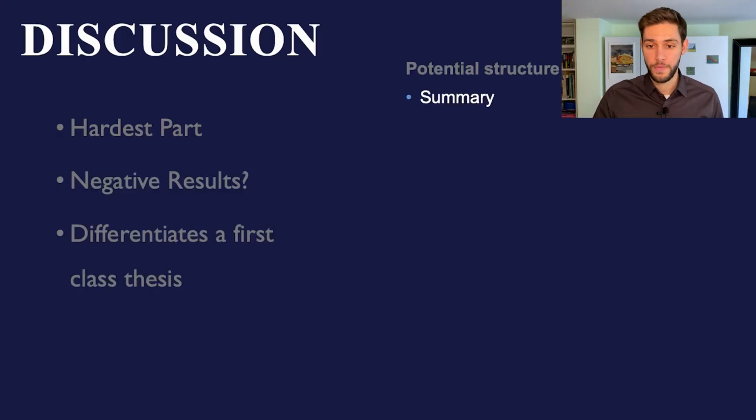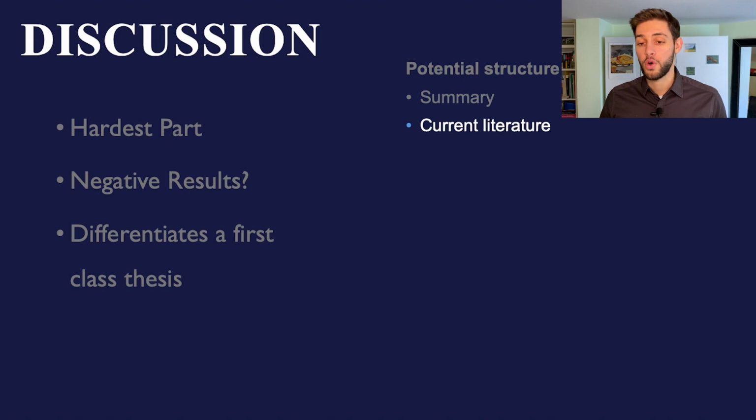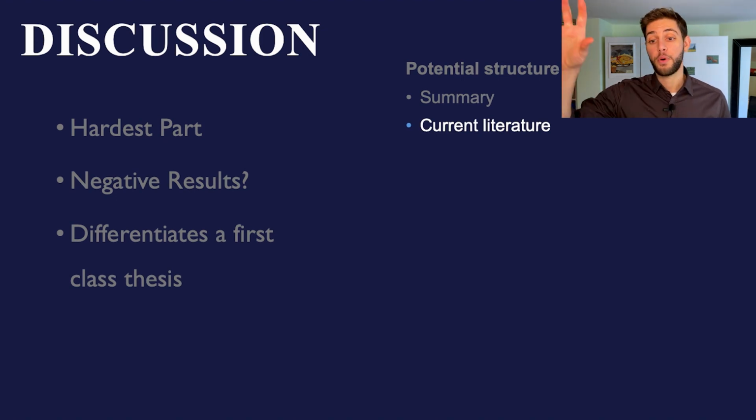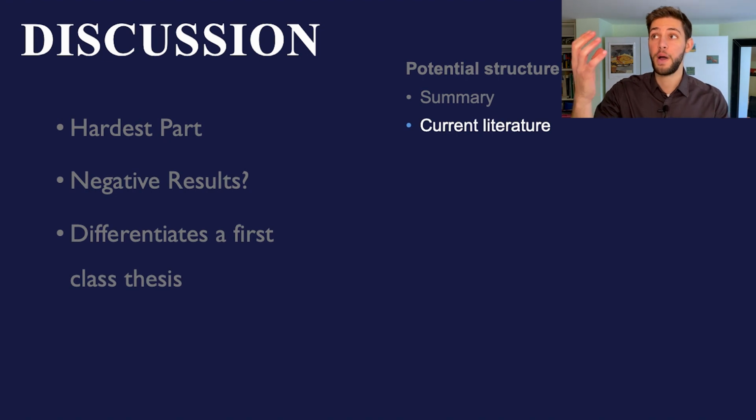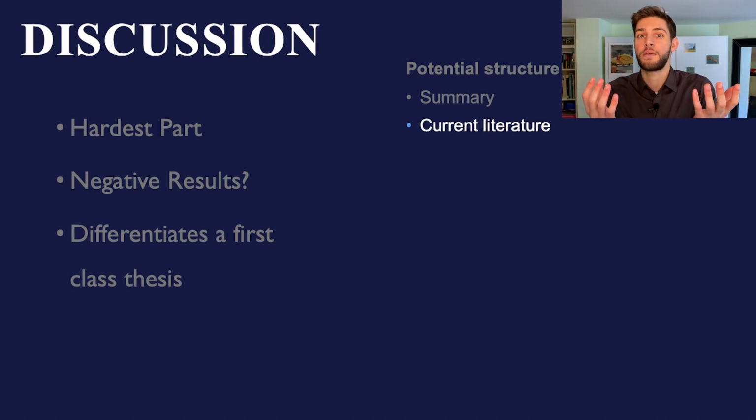Okay, potential structure. You start with your summary, important points that I found in my results. Then your current literature. The important points, how these are related to the current literature. So I found that this method is better than this method, but in the literature, they found something different. Or in the literature, they found the same thing.